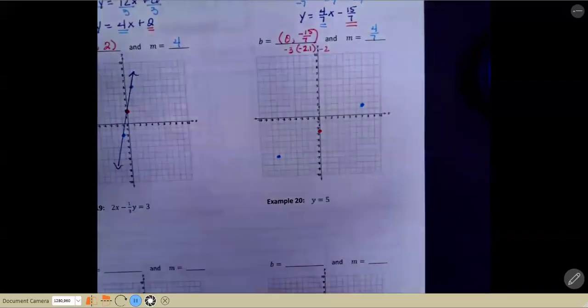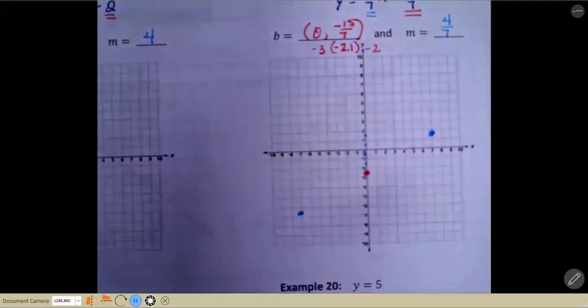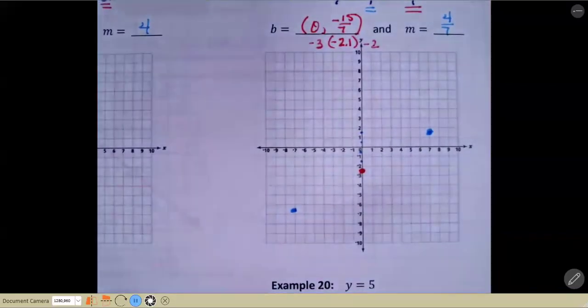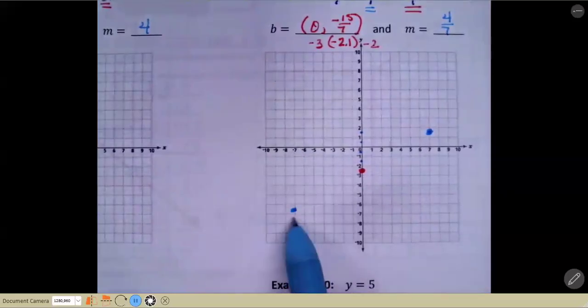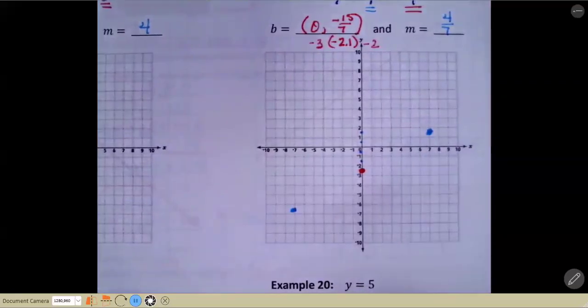So let me zoom in to see how I did that halfway mark. Let me make that more clear. And that's how I did it. Okay, so in between -2 and -3. And then this point is in between -6 and -7 on the 7, and in between 1 and 2 on that 7. All right, so now I'm going to draw my line.